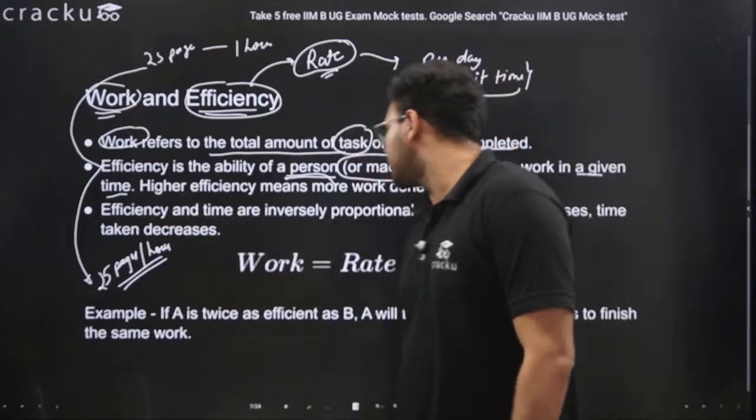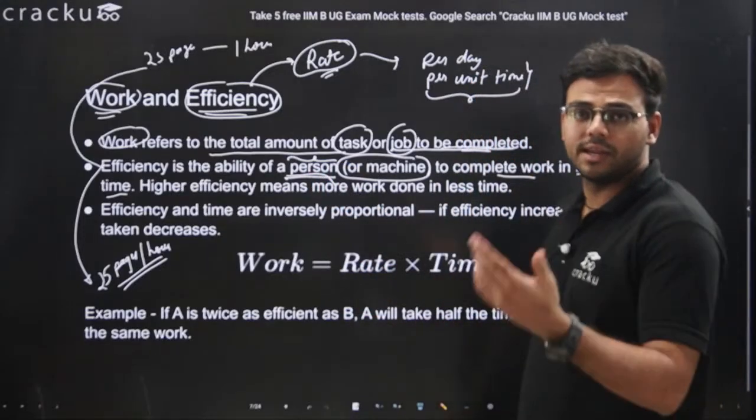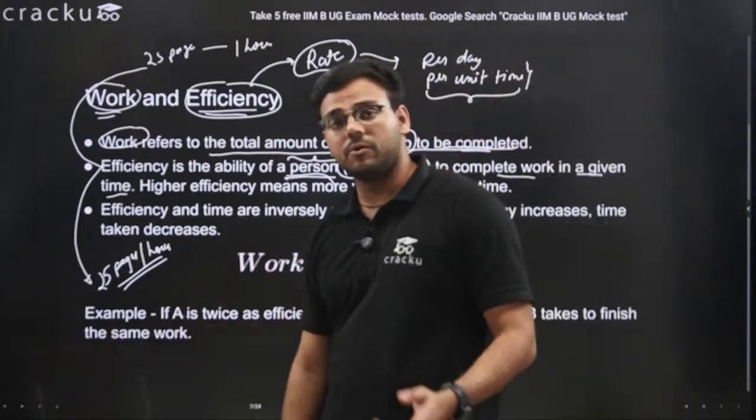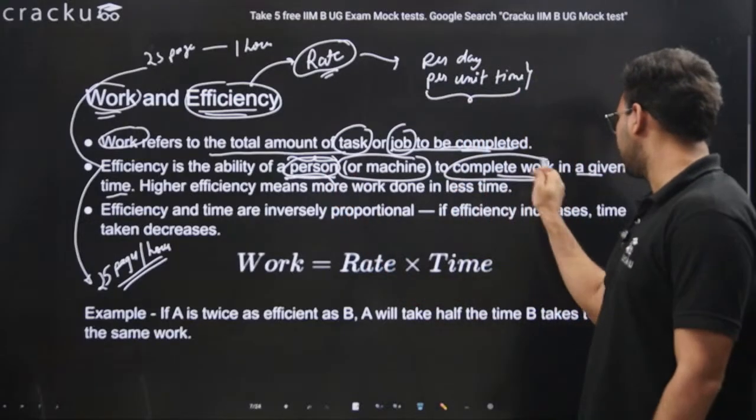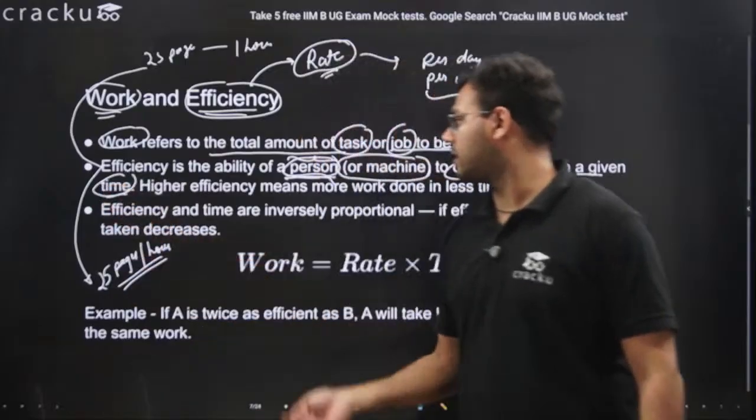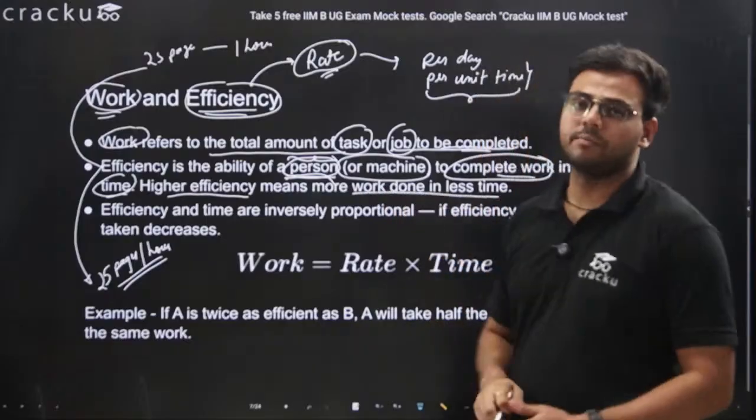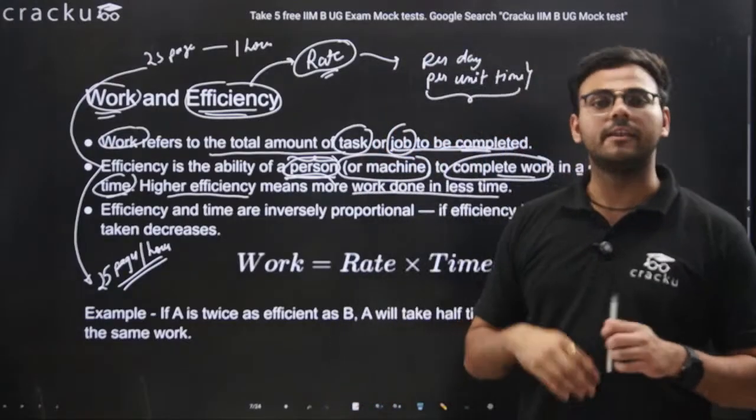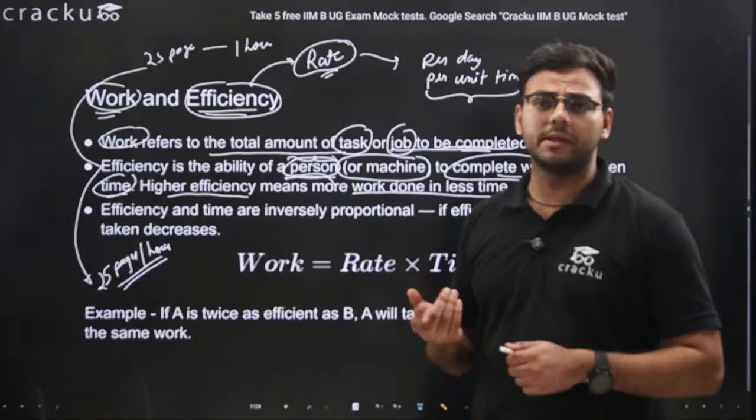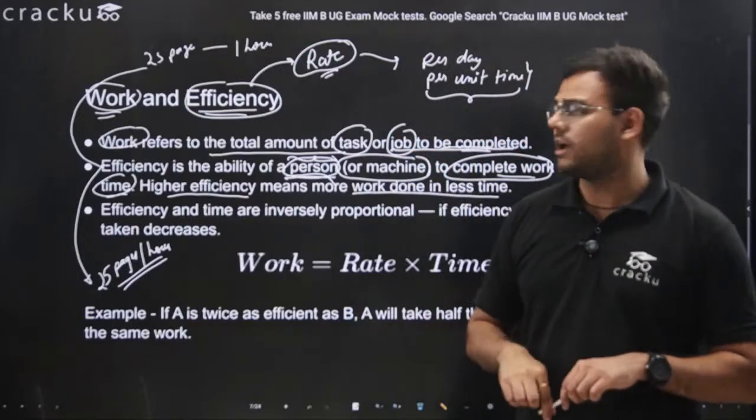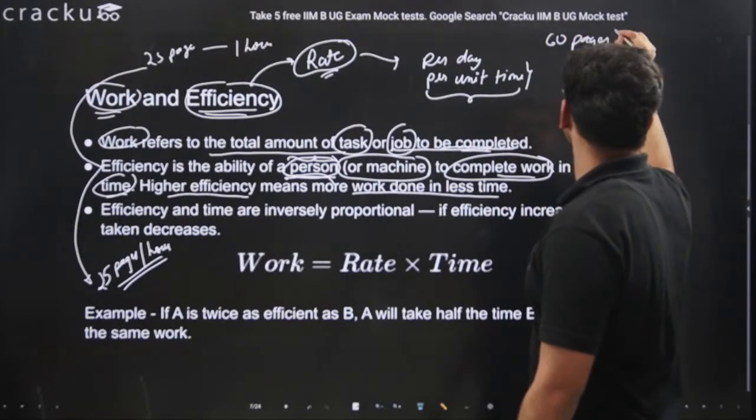So this is efficiency. Efficiency is the ability of you to complete the work. The work was reading 300 pages in a given time. The given time was 5 days. So your ability to read 300 pages in 5 days is basically your efficiency. Similarly, higher efficiency means more work done in less time. Take the example of reading 300 pages in 5 days: your efficiency is currently 60 pages per day.